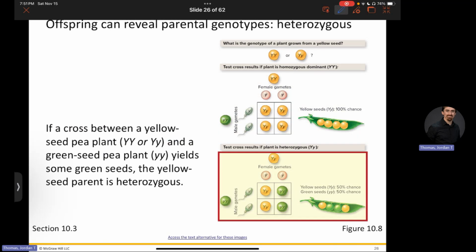Offspring can reveal the parent's genotype for heterozygotes too. If a cross between a yellow seed plant, big Y, or big Y, little y, and a green seed plant, little y, yields some green seeds, the yellow plant is heterozygous. That's because in order to produce these green seeds here, you have to have a recessive gene. So that yellow seed plant must be a heterozygote. It must be a big Y and a little y to be able to pass down that little y and thus show the recessive trait, in this case, the green seed.